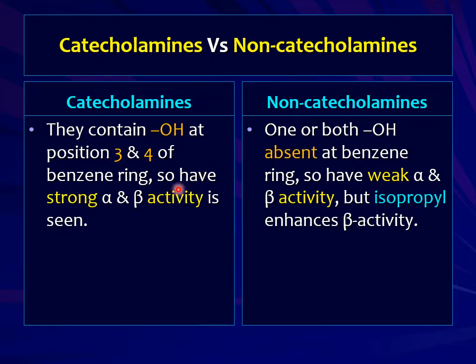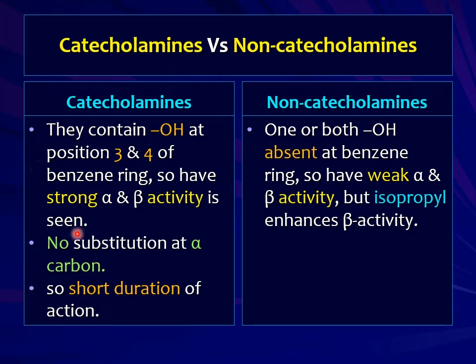So, obviously, they have strong pharmacodynamic activity, alpha and beta activity. While the non-catecholamines have absence of one or both of the OH groups at the benzene ring, so they have weak alpha and beta activity. But something we have seen is that if an isopropyl group is added, it may enhance the beta activity of the non-catecholamine.